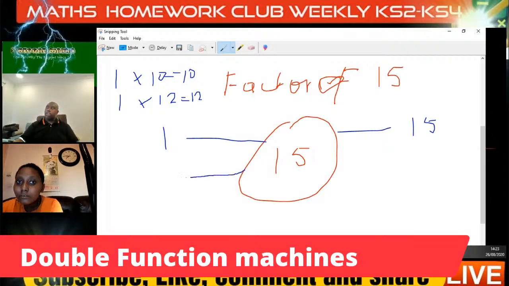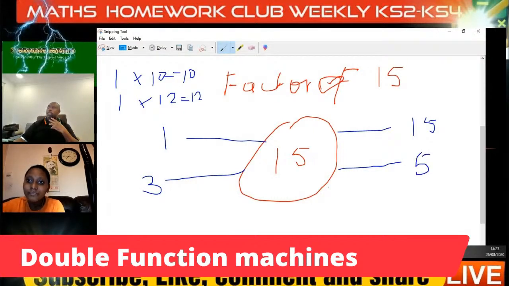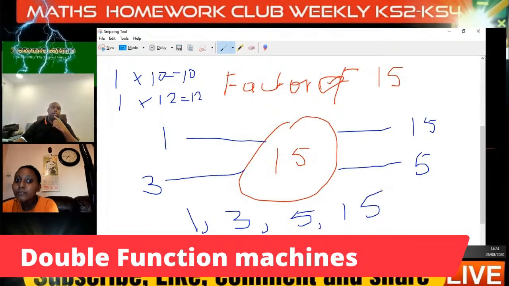What other number can go into 15, Denzel? No, 2 cannot go into 15. You're going to get a decimal without leaving a remainder. Try 3. So 3 into 15 goes 5. So the factors are 1, 3, 5, and 15. Okay?